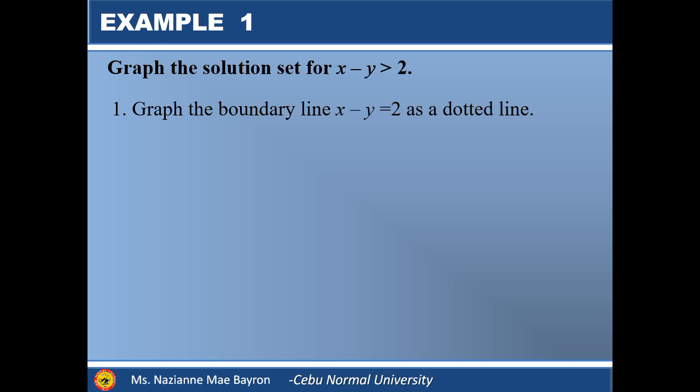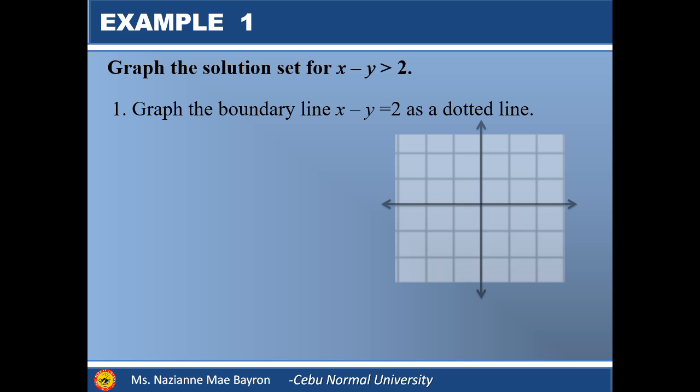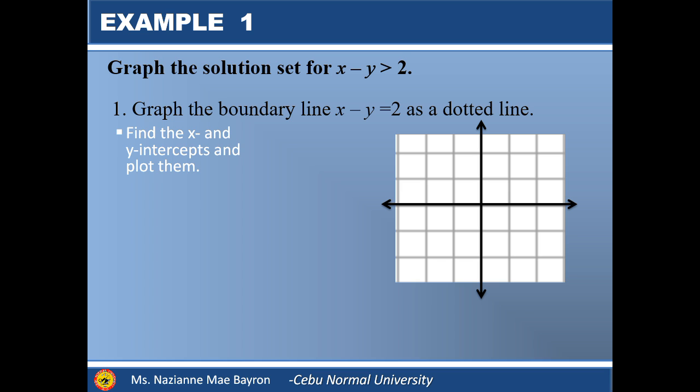To graph the inequality, graph first the inequality as a linear equation. Since the inequality is non-inclusive, use a dashed line or a dotted line. First, find the x and y intercepts and plot them. If we let y be equal to 0, we will obtain an ordered pair (2, 0).